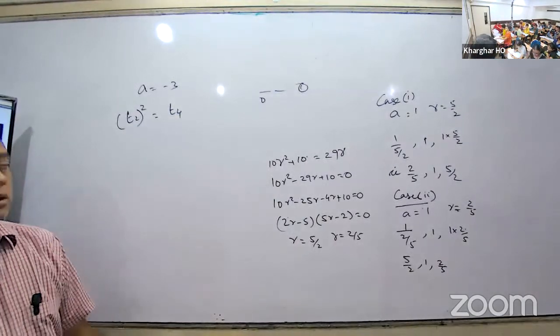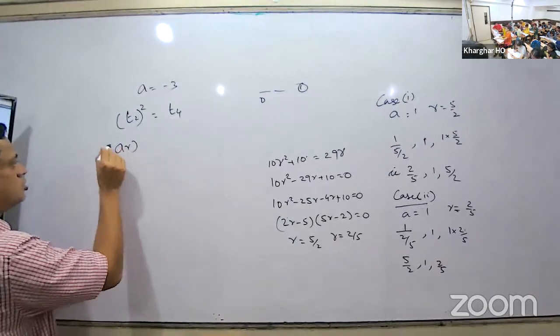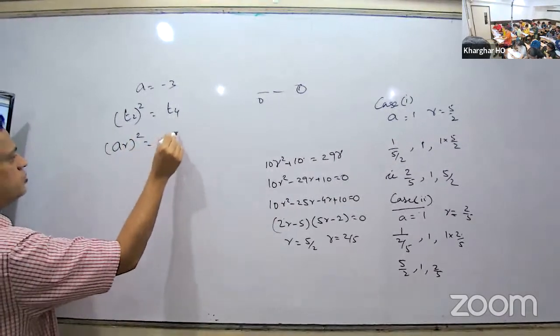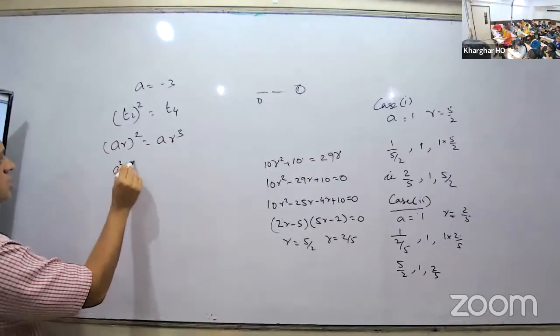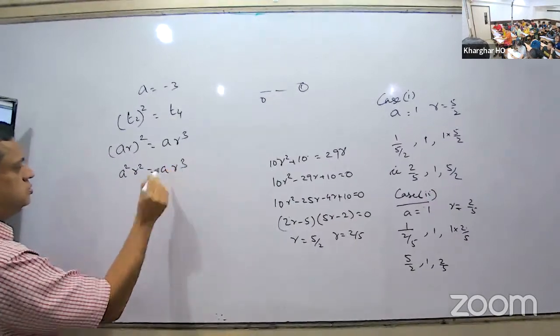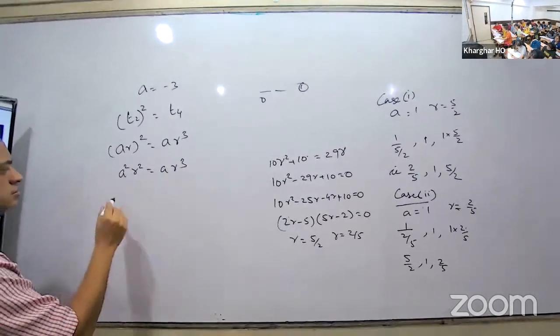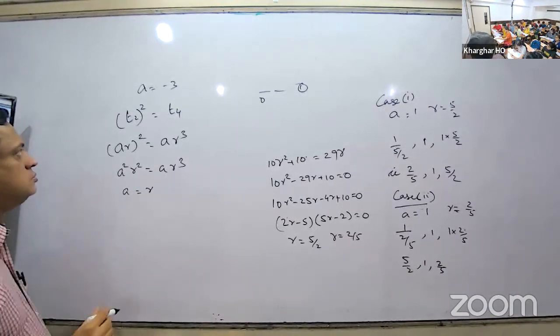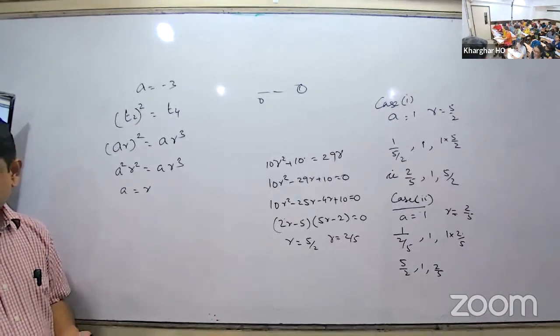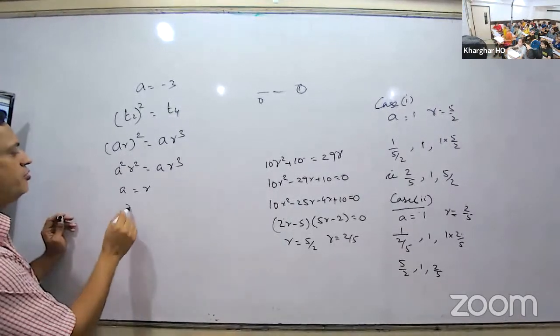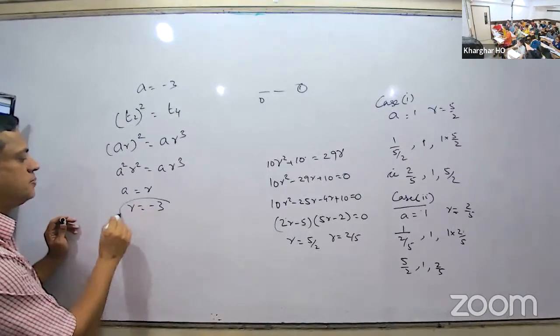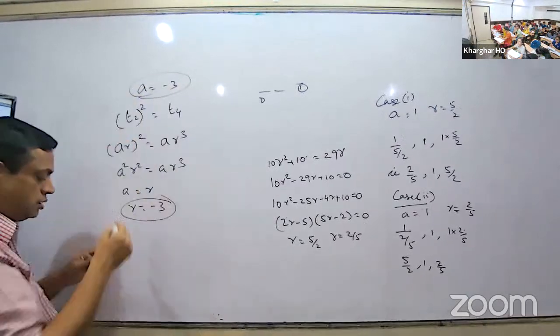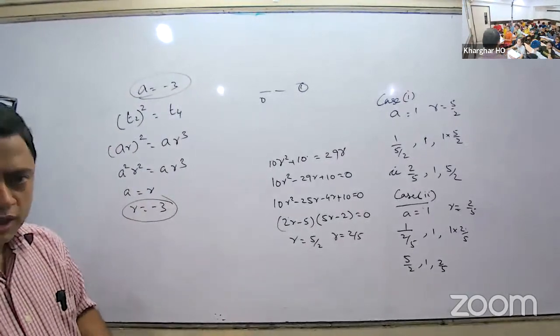Is it or not? Yes. That is AR whole square is equal to AR cube. A square R square is equal to AR cube. Cancel. What will you get? A is equal to R. Therefore, R is also equal to minus 3. Work is done. A and R are equal, you got.